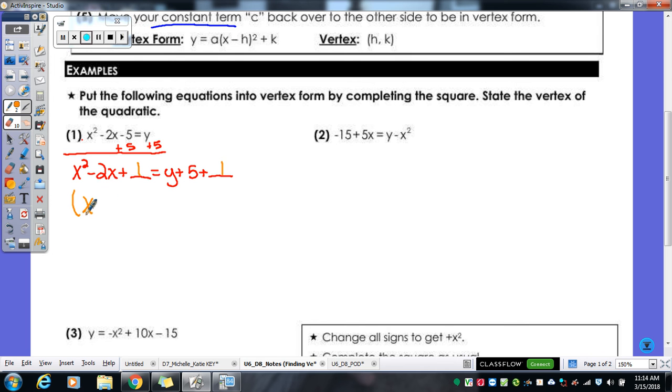So now the left side factors into x minus 1 squared, just like it does for all of our other completing the square factoring. Over here on the right side, we would have y plus 6, because the 5 plus the 1 gives us a 6. So now, since we're not solving, we're just putting it in vertex form, I'm now going to bring this 6 back over here. So I have x minus 1 squared minus 6 equals y. So now our equation is in vertex form.